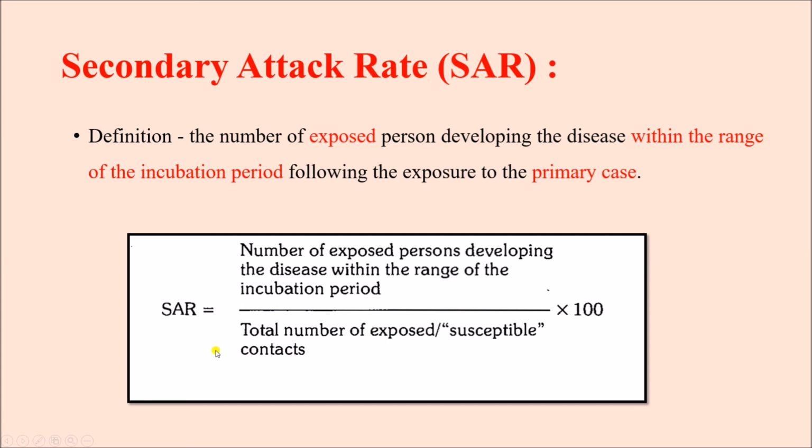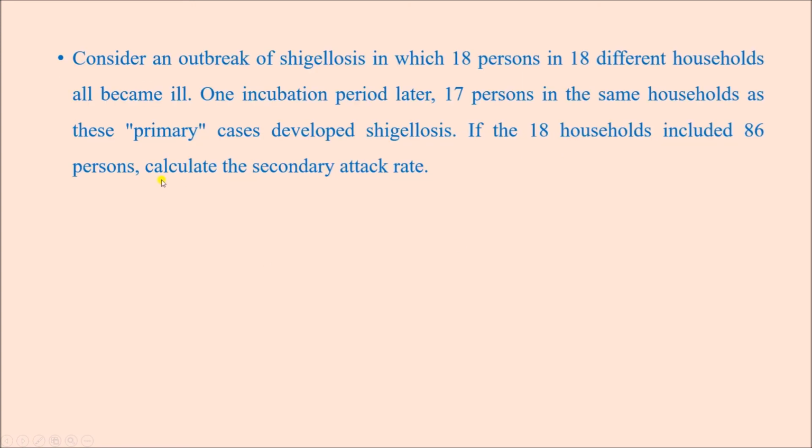So these are the people who are in contact with the primary case. So primary cases are not included either in the numerator or in the denominator, and we multiply it by 100 because we express SAR in percentage. Let me give you an example so that you understand it easily.